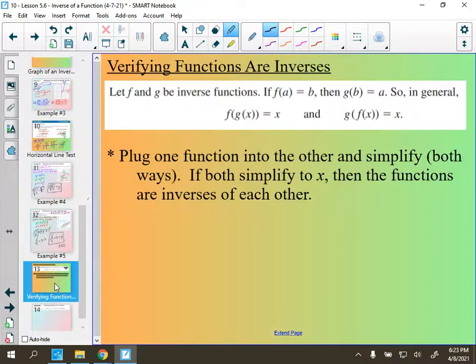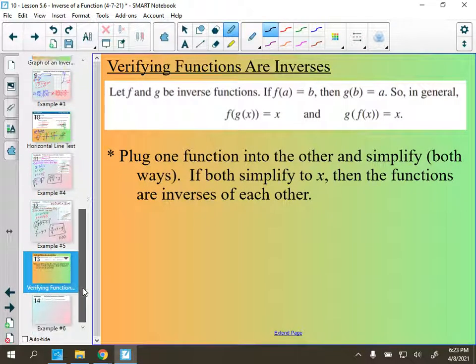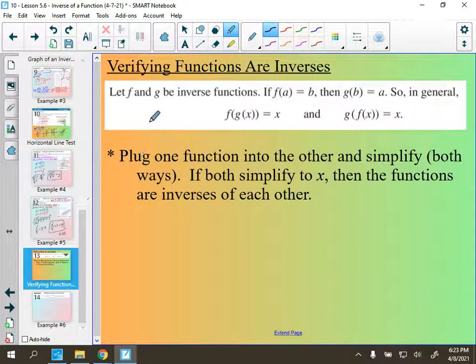Last part. It's a note and then just one practice example. If we want to verify two functions are inverses of each other, it's a relatively short process. This is the notation for it. It's called a composition of functions. Let f and g be inverse functions. This is the rule for it. Basically, if you take one function and plug it into the other one, simplify and cancel out all your operations, and it simplifies to x, and then you do it the other way, take this function and plug it into this one, and you simplify and get x, that's the verification that those functions are inverses of each other.